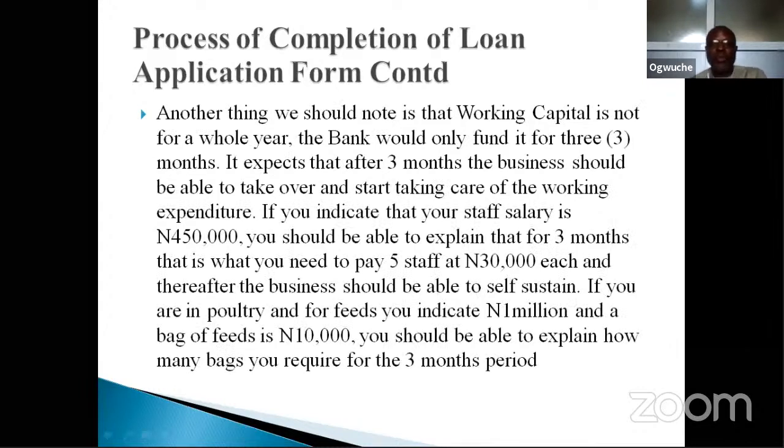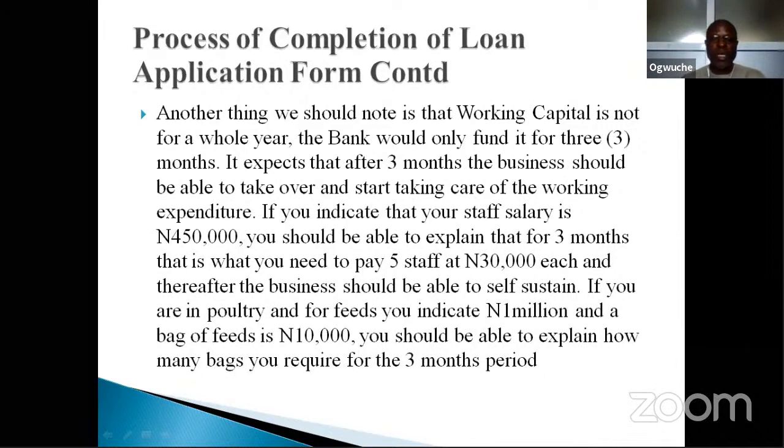Okay. Another thing that we need to note is that the working capital is not for a whole year. The bank will only fund it for 3 months. Okay. So he expects that after 3 months, the business should be able to take over and start taking care of the working capital. So if you indicate that your staff salary is 450,000, you should be able to explain that it is for 3 months. That is what you need to pay the 5 staff for 3 months, at 30,000 naira each. And thereafter, the business will be expected to become sustainable and begin to pay the staff salaries.